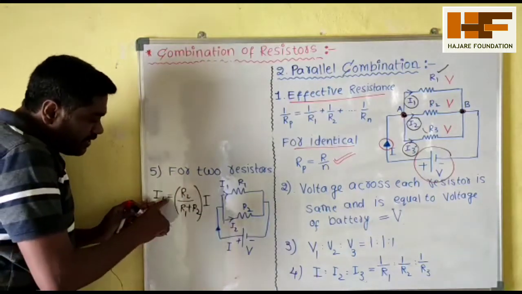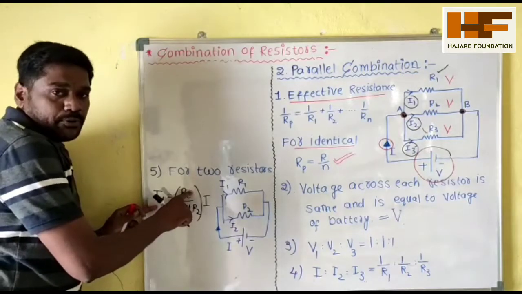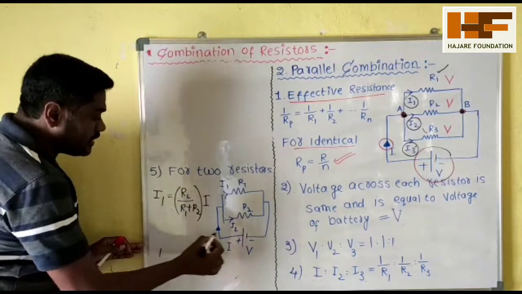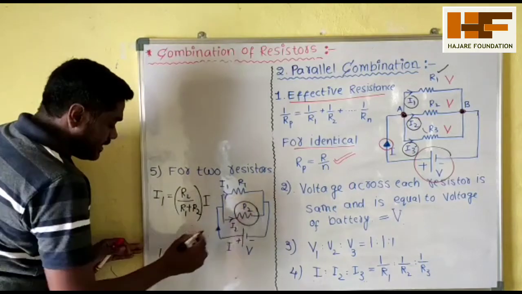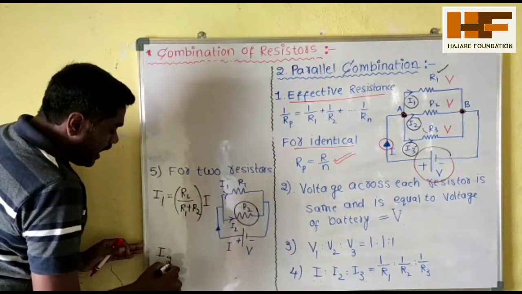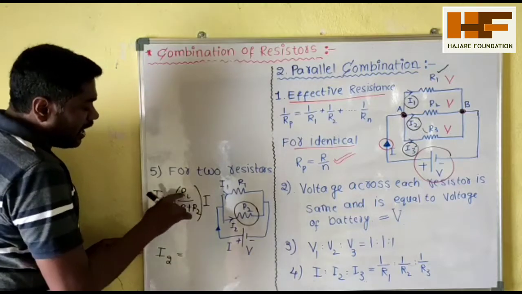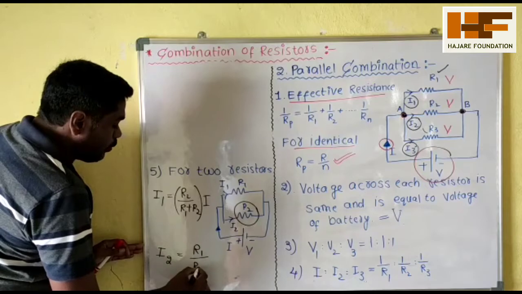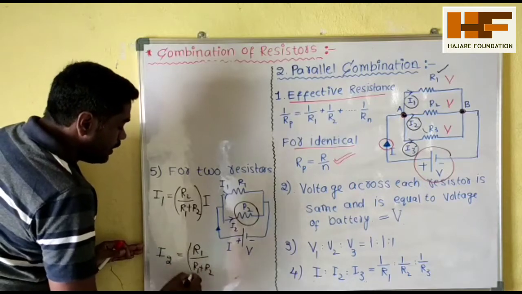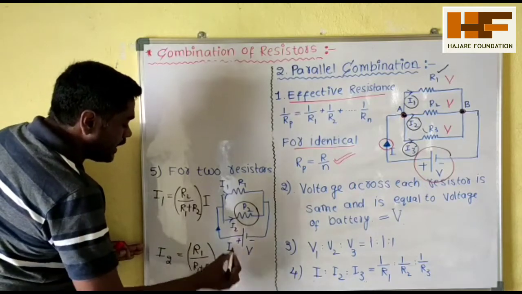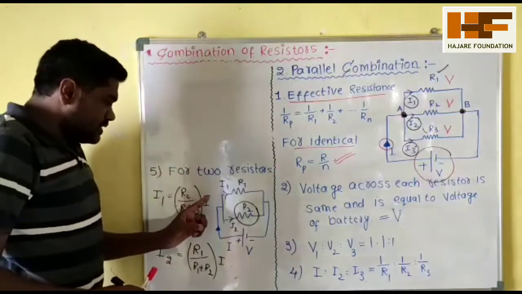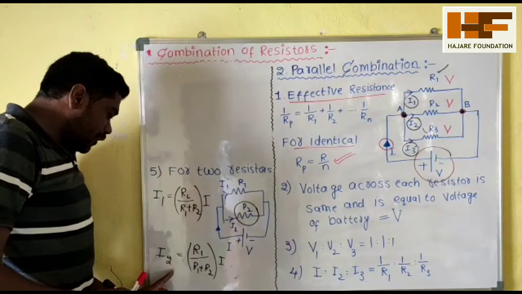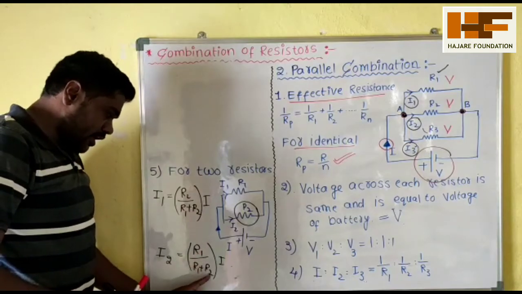You see, for I1 I put R2, and I is the current supplied by the battery. The current through the second resistance, I2, is equal to R1 by R1 plus R2 into I. Correct? Therefore, for two resistances, I1 is equal to R2 by R1 plus R2 into I, and I2 is equal to R1 by R1 plus R2 into I.